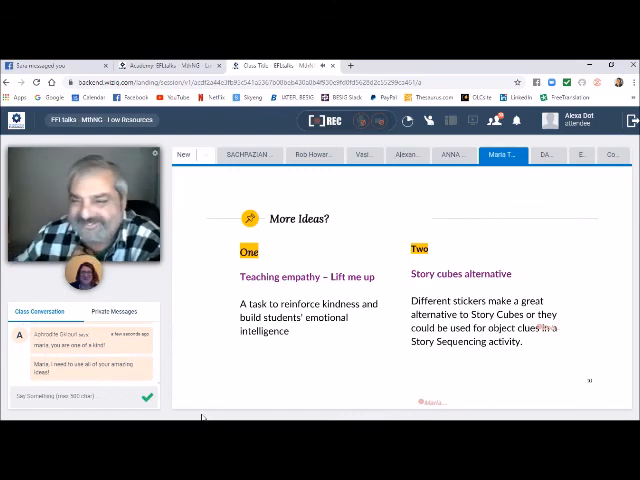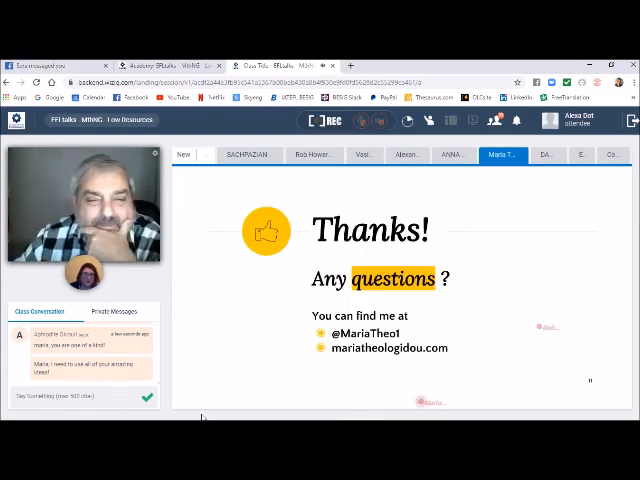That would be the end of it, by the way. Or they could be used for object clues in a story sequencing activity.